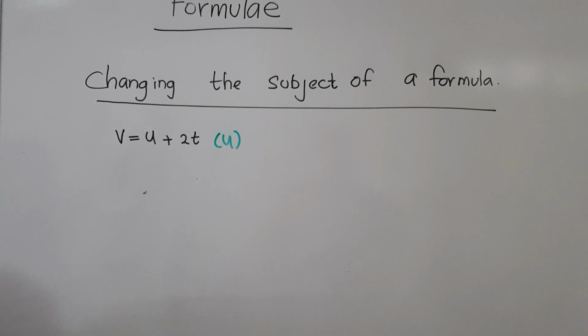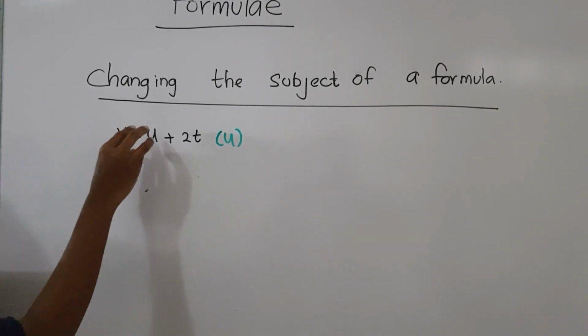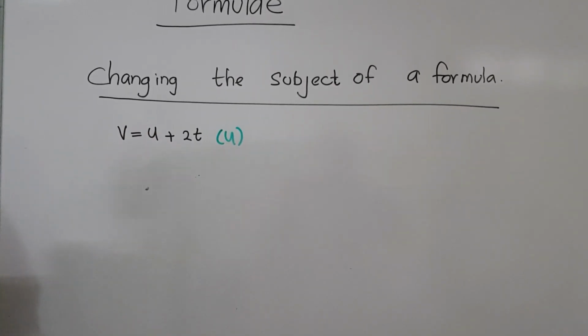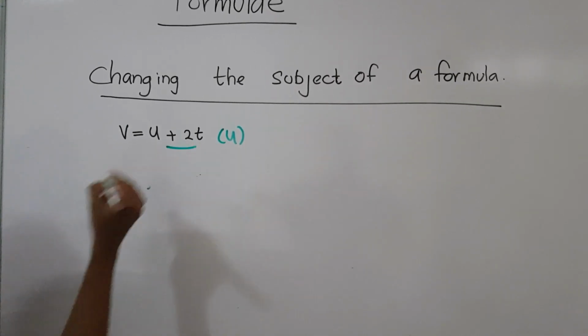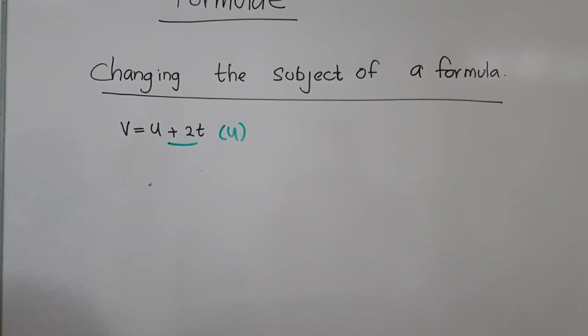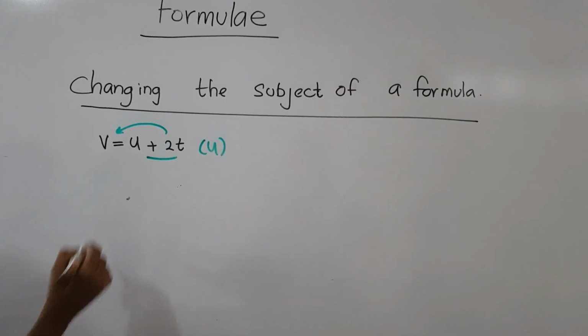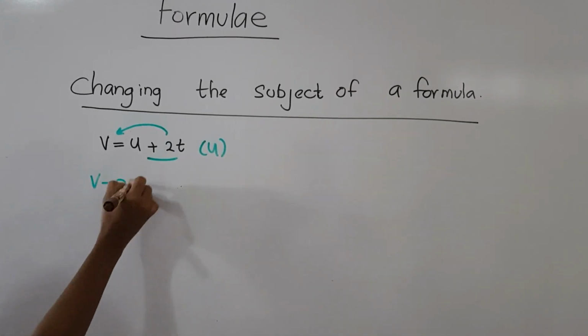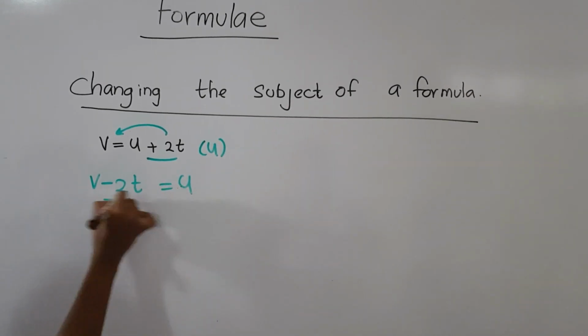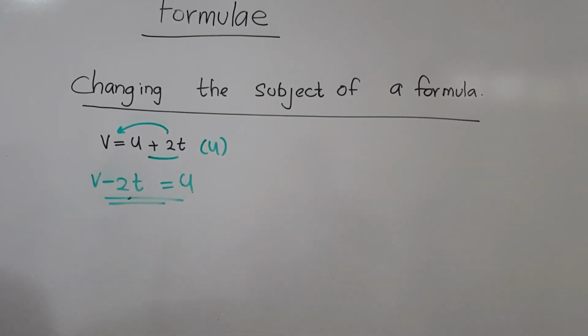Like how we solve equations, we have to keep U alone. In that, you can see this 2T is an addition. So, you have to send it to the other side. Then what happens? V minus 2T is equals to U. Now, you can see U is alone.